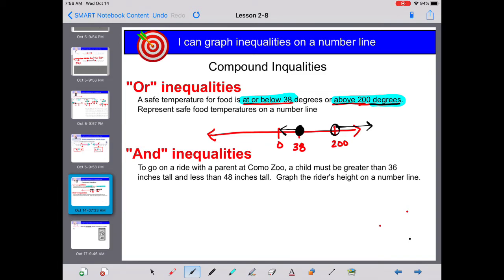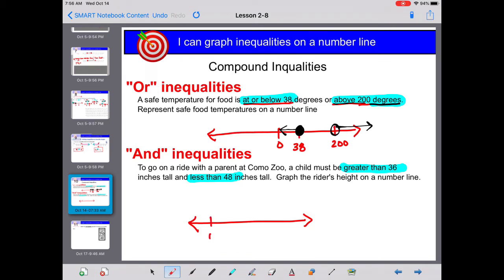Look at this "and" inequality. To go on a ride with a parent at Como Zoo, a child must be greater than 36 inches tall and less than 48 inches tall, because some of those are not meant for super tall kids. You guys are probably getting to the point where you've experienced this before, a lot of times in bouncy houses too. So if you need to be greater than 36 inches tall and less than 48 inches tall, we can graph the criteria for your height on the number line.